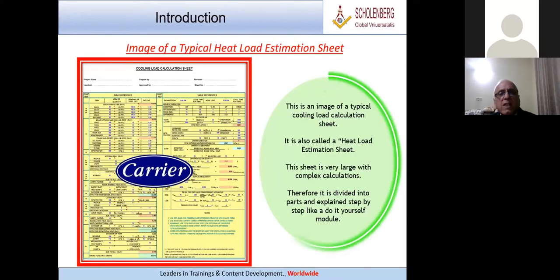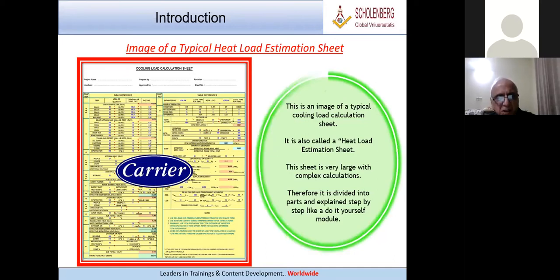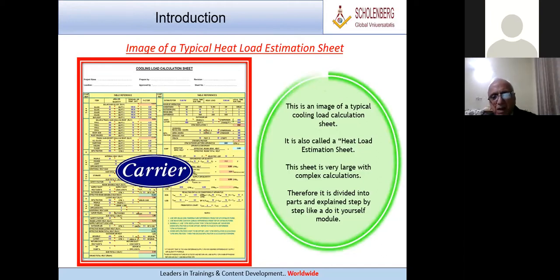Now take a look at this Excel sheet. It's a very complicated system. You can see a lot of figures and calculations and what not. So to make it simple for everybody to understand, we have broken up the sheet into parts and our efforts are step by step like a do-it-yourself module.